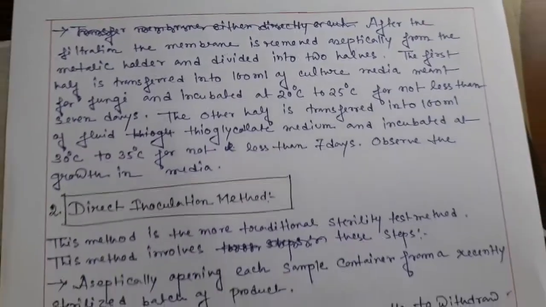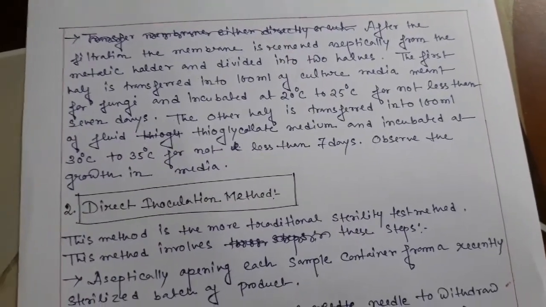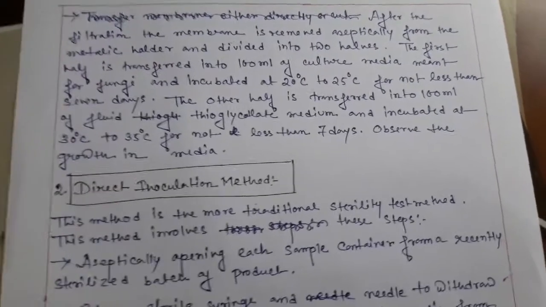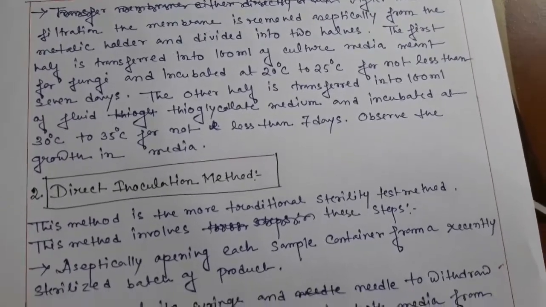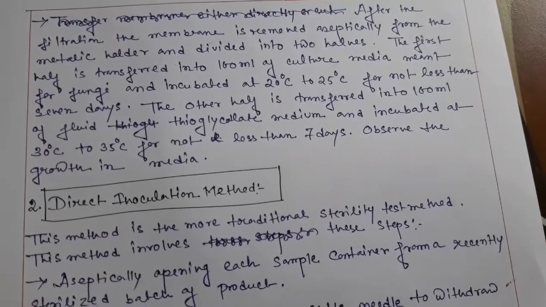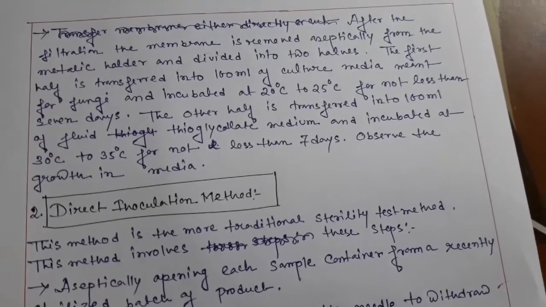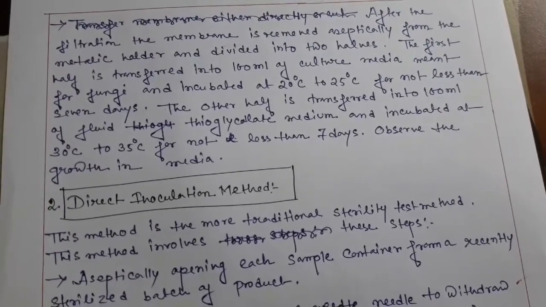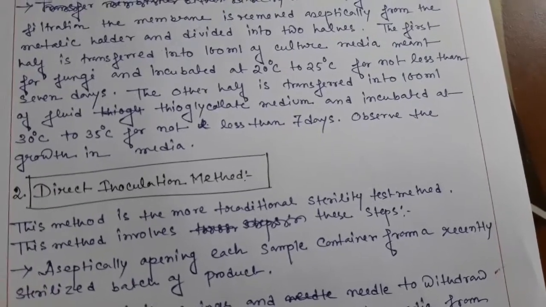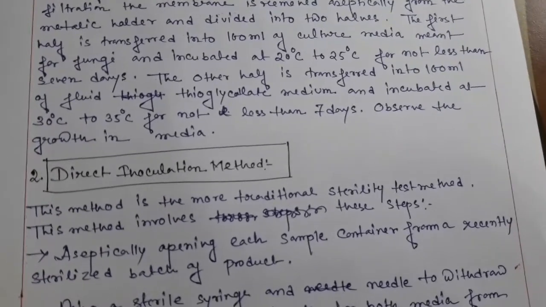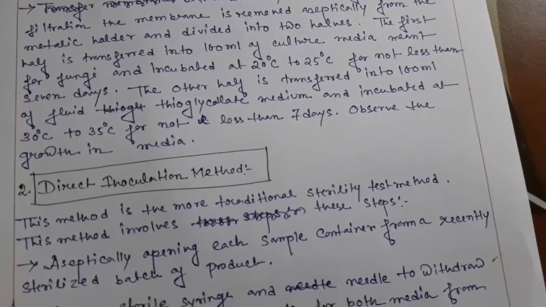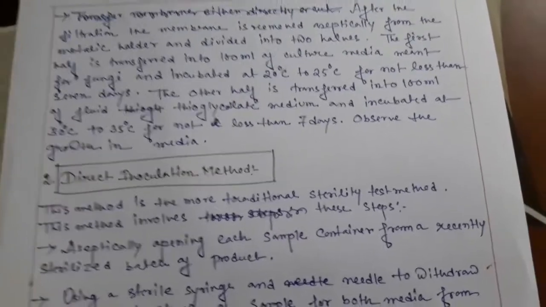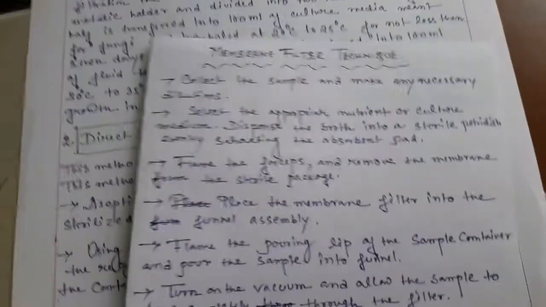After the filtration, the membrane is removed, especially from the metallic holder, and divided into two halves. The first half is transferred into 100 ml of culture media meant for fungi and incubated at 20 to 25 degrees centigrade for not less than 7 days. The other half is transferred into 100 ml of fluid thioglycolate medium and incubated at 30 to 35 degrees centigrade for not less than 7 days. Actually, the membrane filter technique is very important.